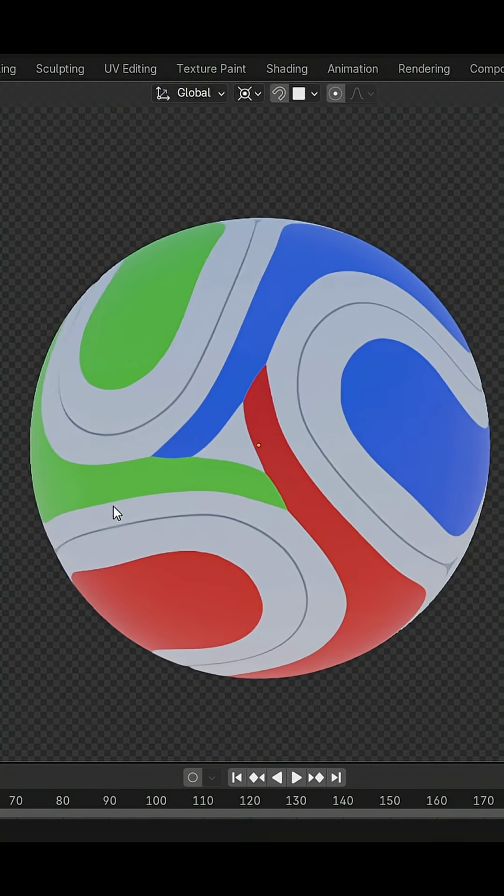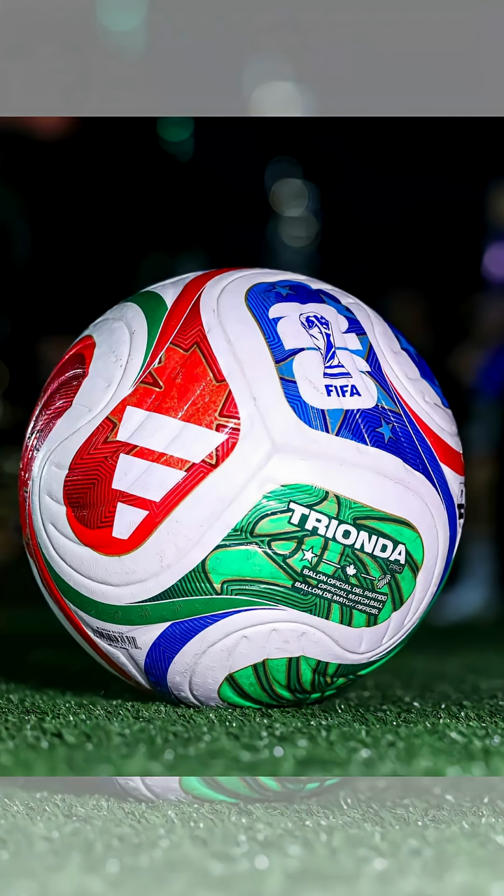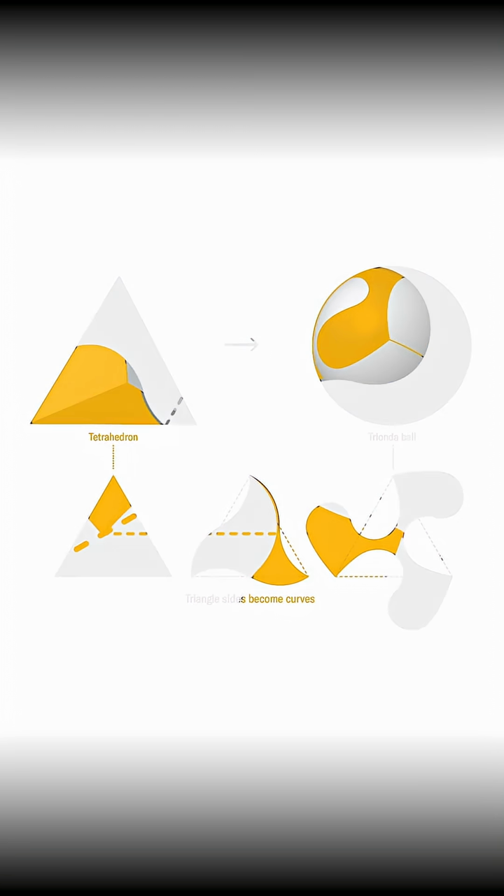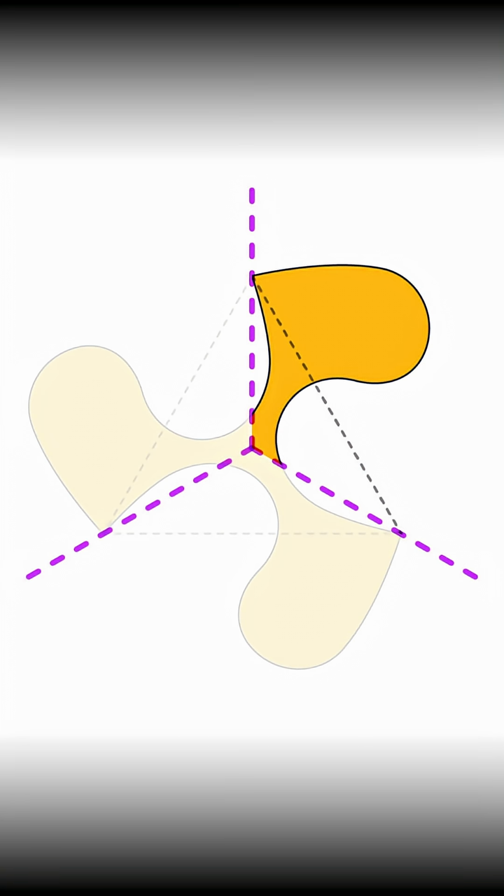This is how I 3D modeled the new FIFA World Cup ball, Trionda. First, it's important to understand its geometry. The ball consists of 4 equal panels inscribed on a tetrahedron. This is the shape of each panel, and it can be simplified into a repeating 3-part module.